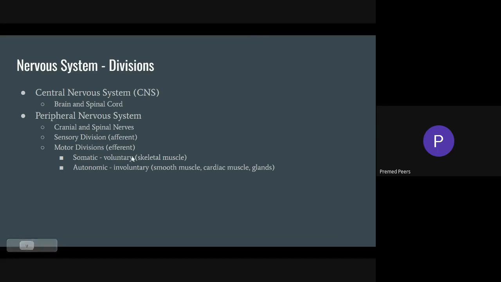And then your motor division is further divided up into somatic and autonomic nervous systems. So your somatic responses are your voluntary ones, so just moving a muscle. And then your autonomic are involuntary, so smooth muscles, so stuff like heart rate, blood pressure, digestion, all of that.